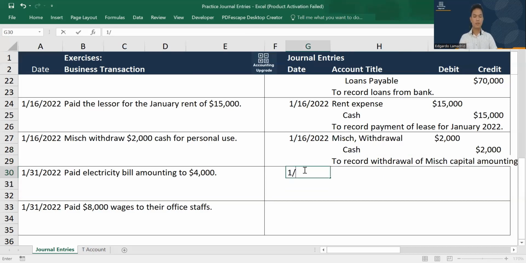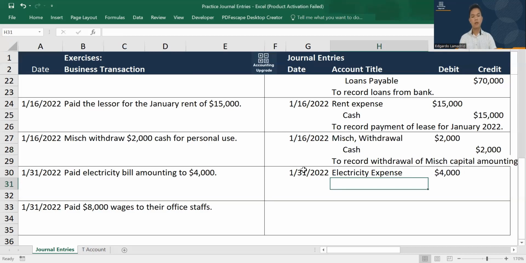Alright, next transaction. The next transaction is dated January 31, 2022. And it says here that the company paid electricity bill amounting to $4,000. So now the related account here is electricity expense. Since electricity expense is increased, this account will be debited by $4,000. And since it is a payment, there is a decrease in cash, which amounts to $4,000. Alright, let's put again a short description to this transaction, which is the record electricity for the month of January.